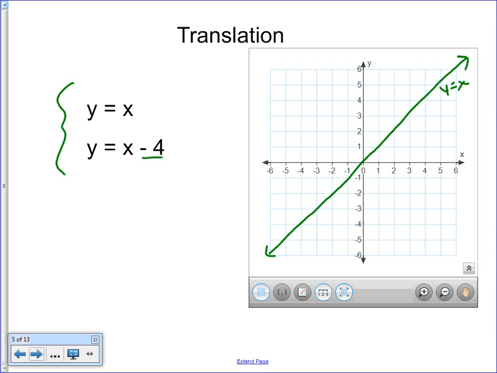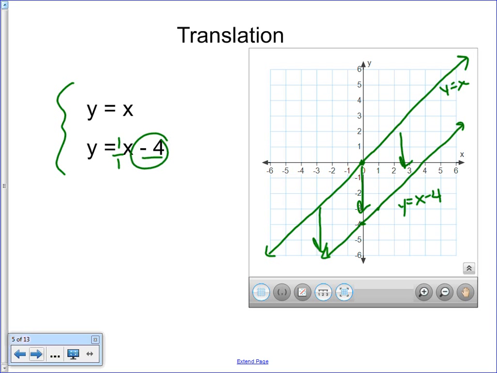So I have a y-intercept of negative 4. I have a slope of 1, so I got to go up 1 over 1, and here is my graph. Now you notice that from my parent to the second one, all I did was shift the entire graph down 4. So I took that whole linear graph, just shifted it down 4, and that's where that minus 4 came from.